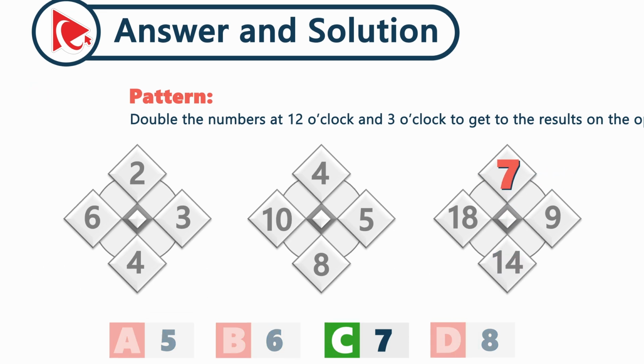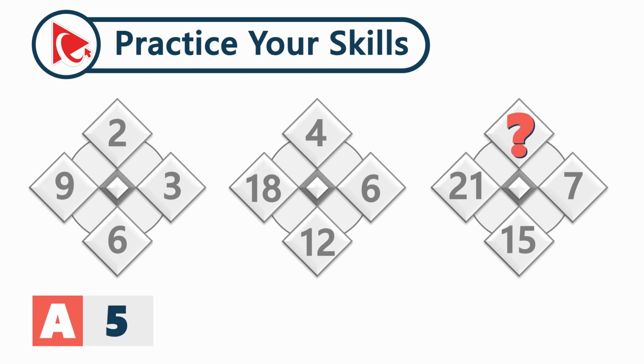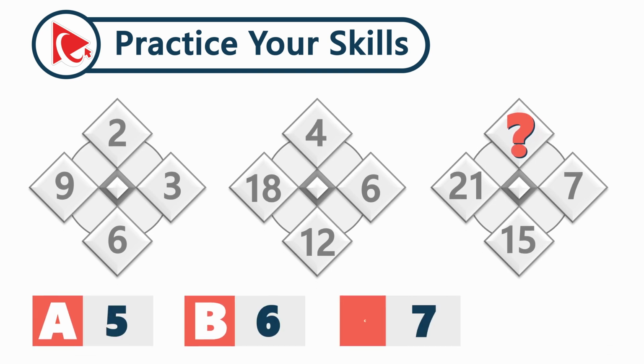But wait, there is more. Here's the question for you to solve. You're presented with 3 diamonds. First diamond has numbers 3, 6, 9, and 2. Second diamond has numbers 6, 12, 18, and 4. And then the third diamond has numbers 7, 15, 21, and then comes the missing number, which you need to calculate and select out of 4 possible choices. Choice A, 5, choice B, 6, choice C, 7, and last but not least, choice D, 8.